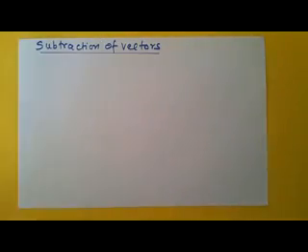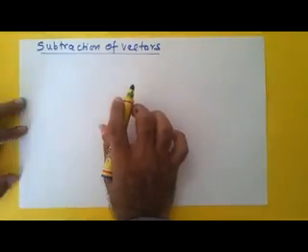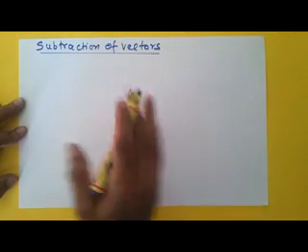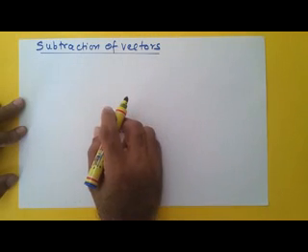Having done a video on addition of vectors, here I'm going to talk about subtraction of vectors. If you have understood addition of vectors, you will find this very, very simple. Basically, what we have to do is just the opposite of what we do in addition.